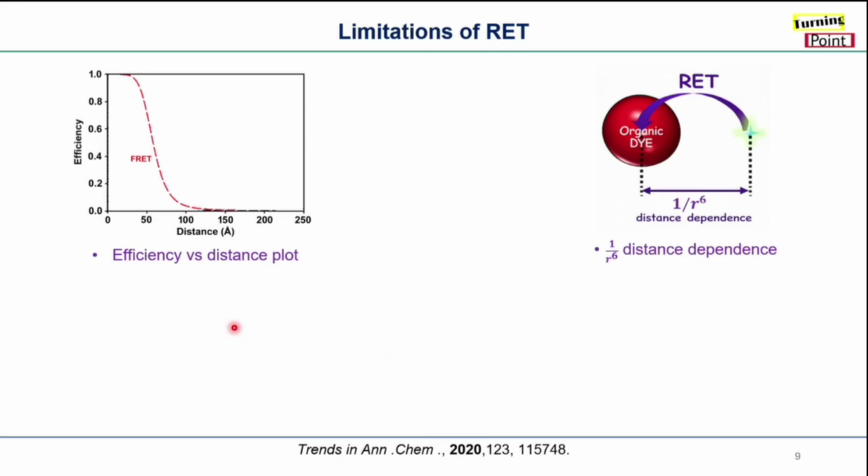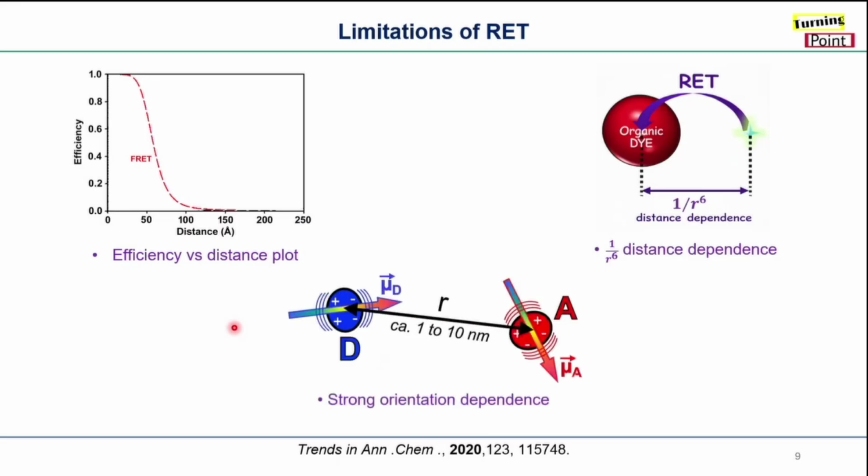The second limitation is that resonance energy transfer is highly sensitive to the orientation of the donor and acceptor dipoles. For efficient energy transfer, the donor dipole and the acceptor dipole should be aligned in a parallel or favorable way. If they are aligned perpendicular, you cannot observe resonance energy transfer from the donor to the acceptor molecule. Because of these limitations, resonance energy transfer becomes ineffective for larger biomolecular assemblies, where the distance often exceeds 10 nanometers.